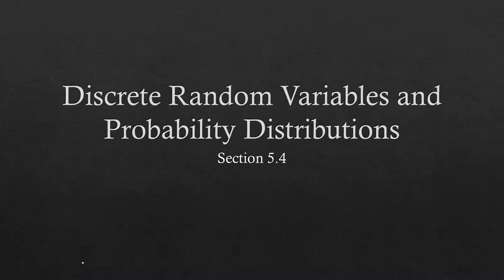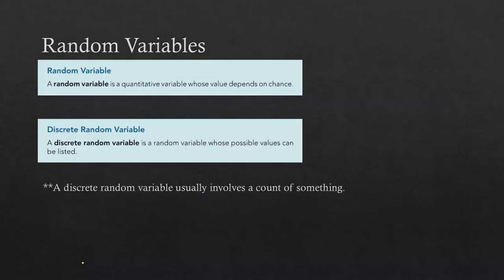Okay, welcome to section 5.4, discrete random variables and probability distributions. So what is a random variable? Well, it's a quantitative variable whose value depends on chance. For instance, the number of litters and the number of puppies in a litter. That's a quantitative variable, but it does depend on chance. The return of an investment, the lifetime of a battery. These are all random variables that are quantitative but depend on chance.